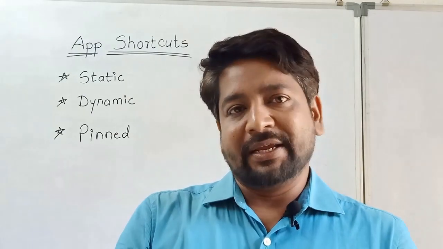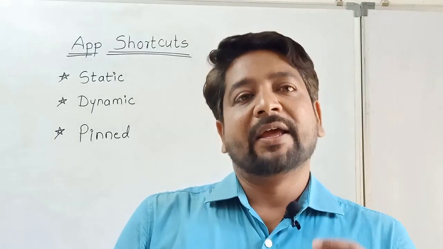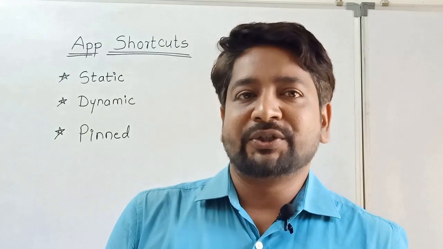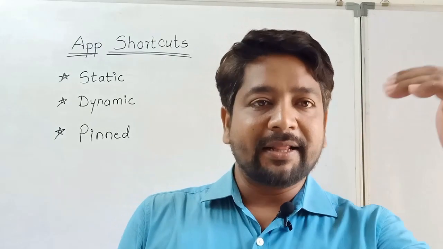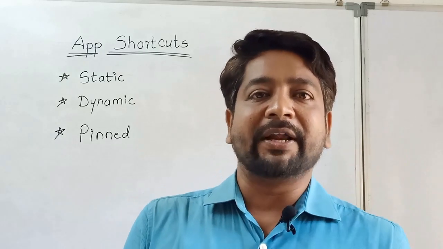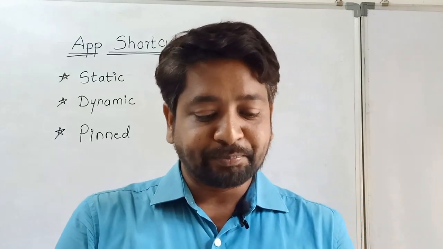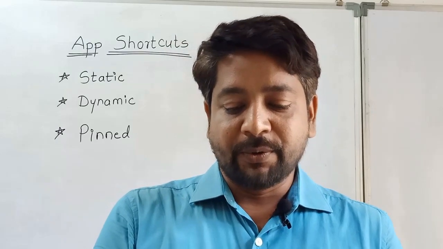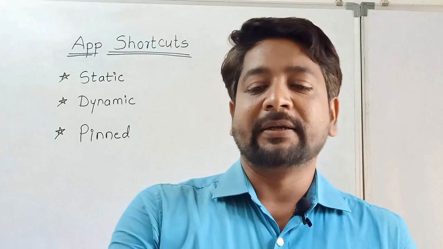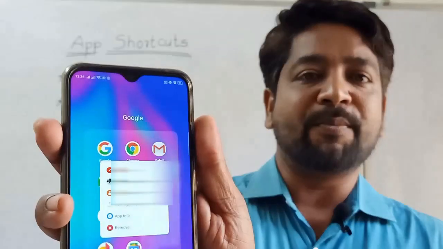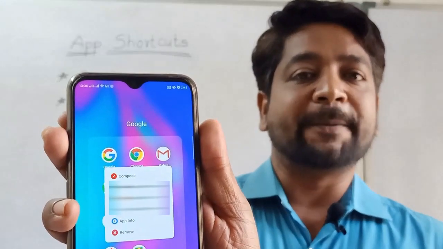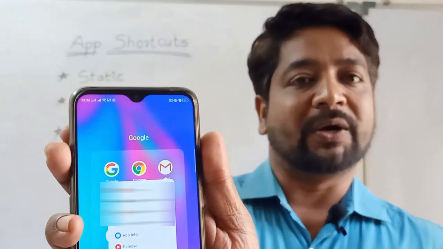Say for example, in our Gmail application, if I see the shortcuts, there is one fixed compose shortcut that is of a static type, and there will be multiple dynamic shortcuts if you have different email IDs in your Gmail application, right? So I'll just show you. If I long press on the Gmail application icon, you can see the first is compose, that is static, and below that it has different email IDs which are dynamic shortcuts.